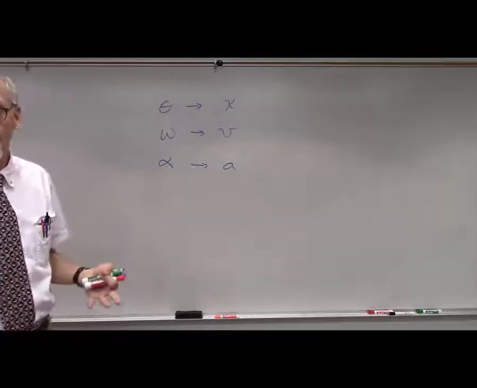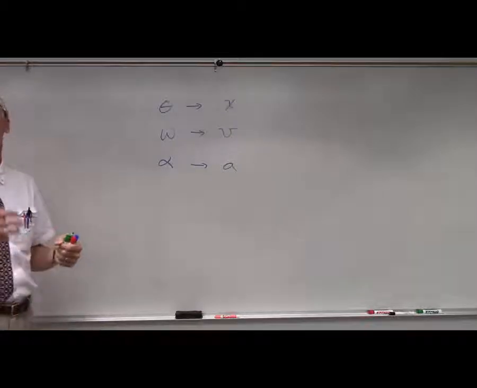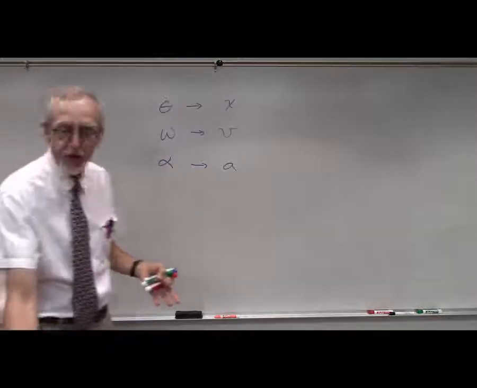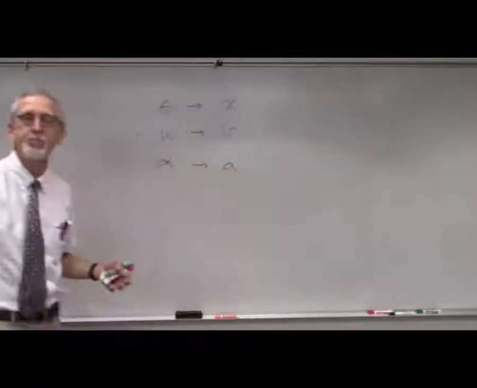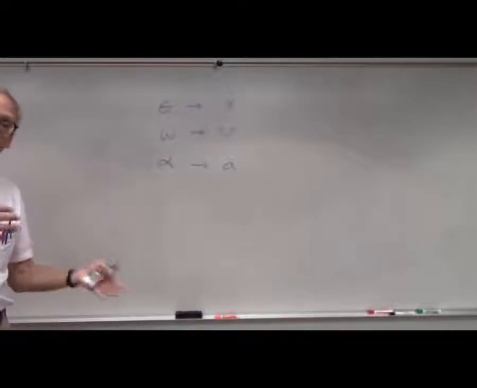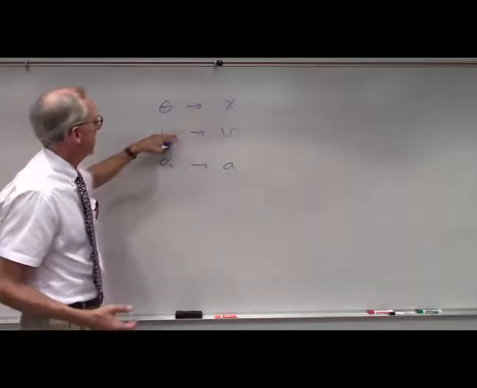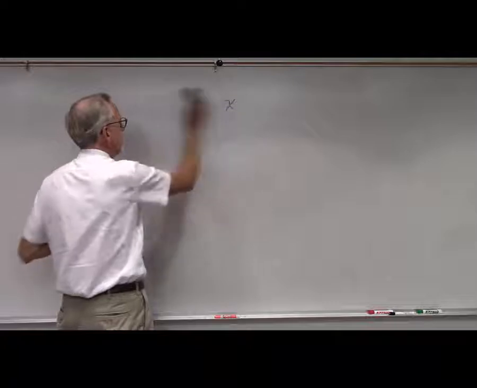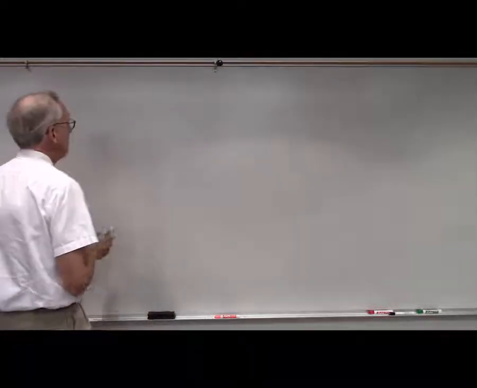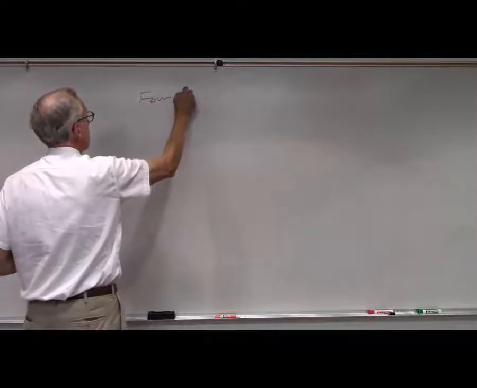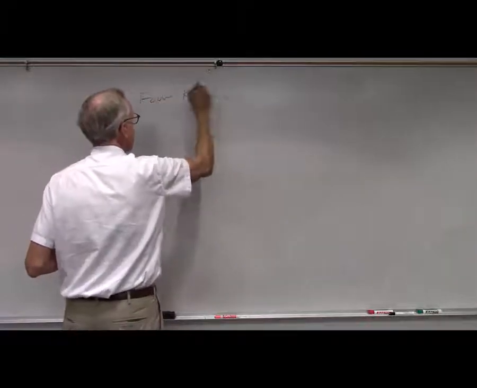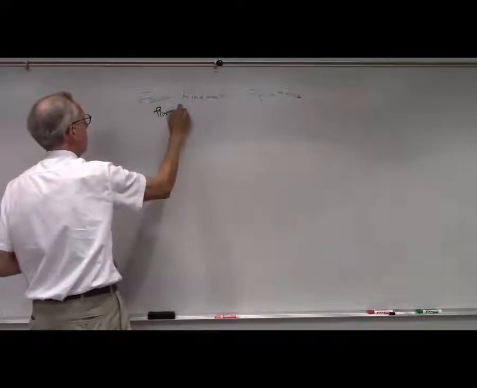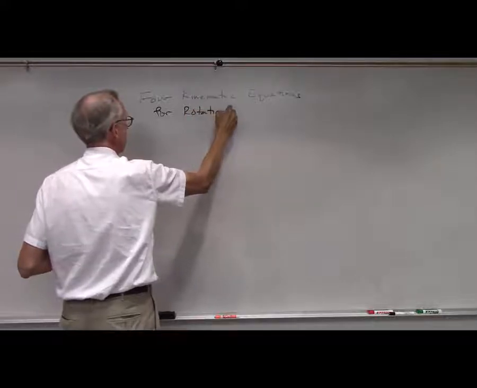So while we had 4 kinematic equations for linear motion, we will have 4 kinematic equations for rotational motion, and they're going to look exactly like the linear motion equations with the replacement of theta for x, omega for v, and alpha for a. So we don't even have to derive them, we can just write them down, and here we have the 4 kinematic equations for rotational motion.